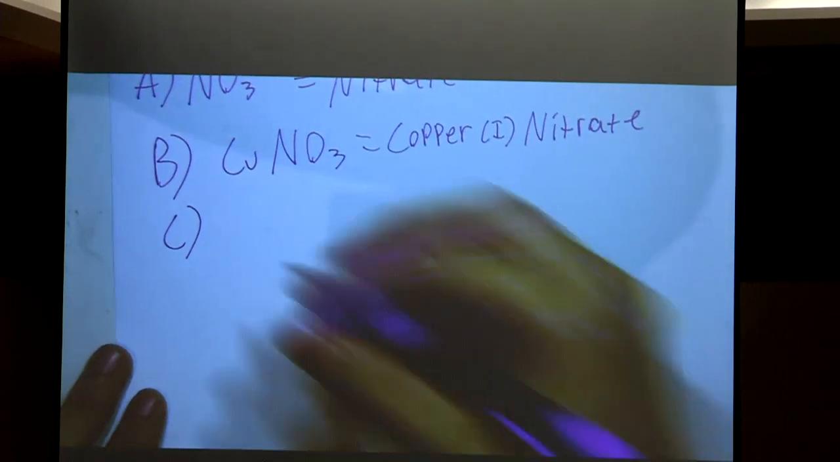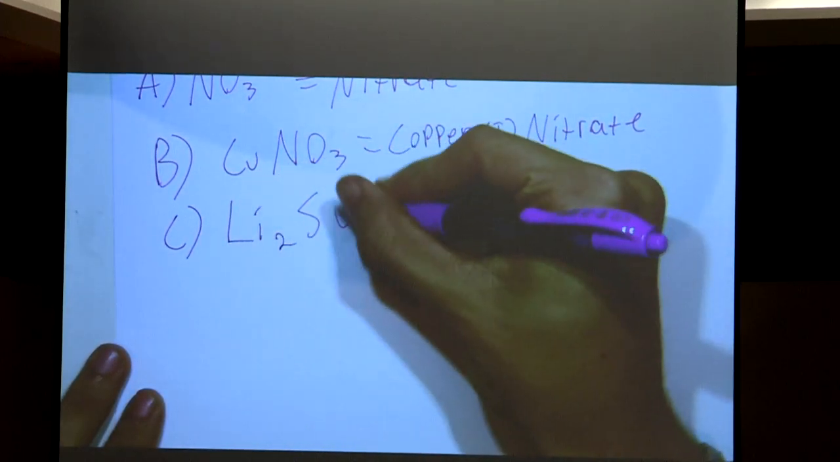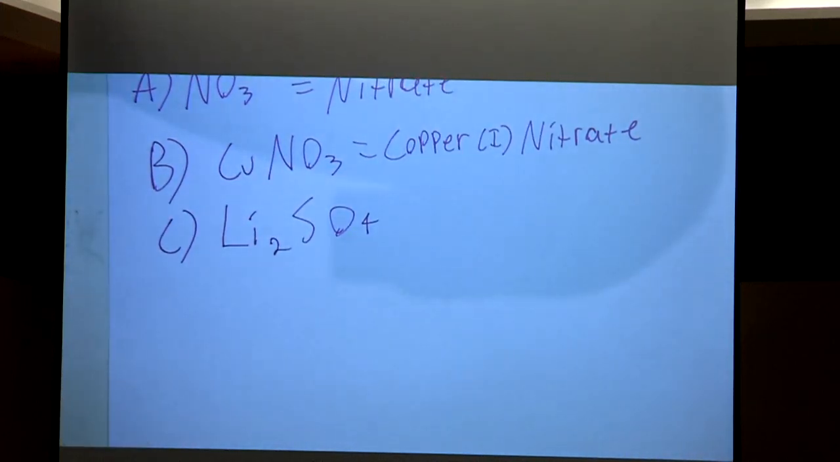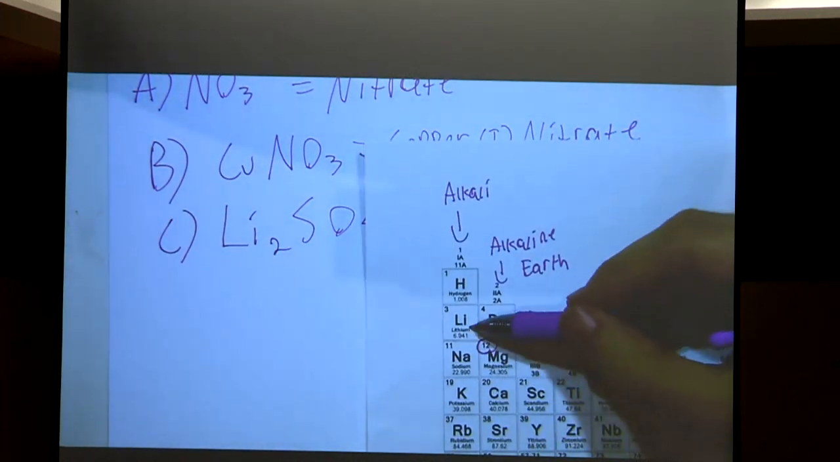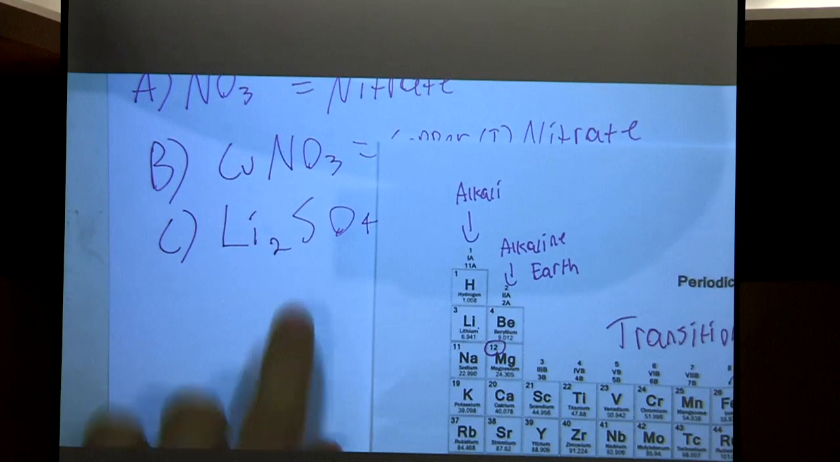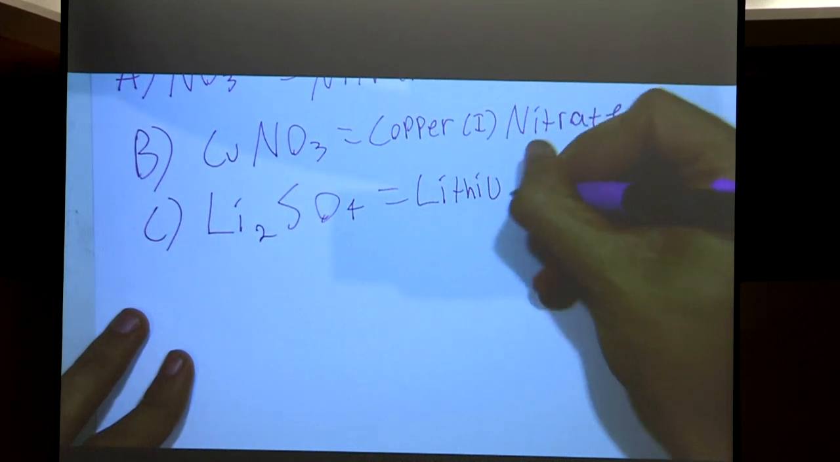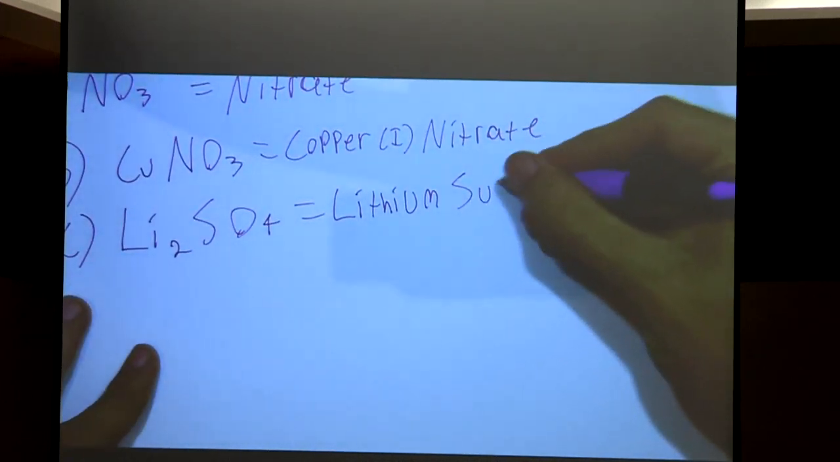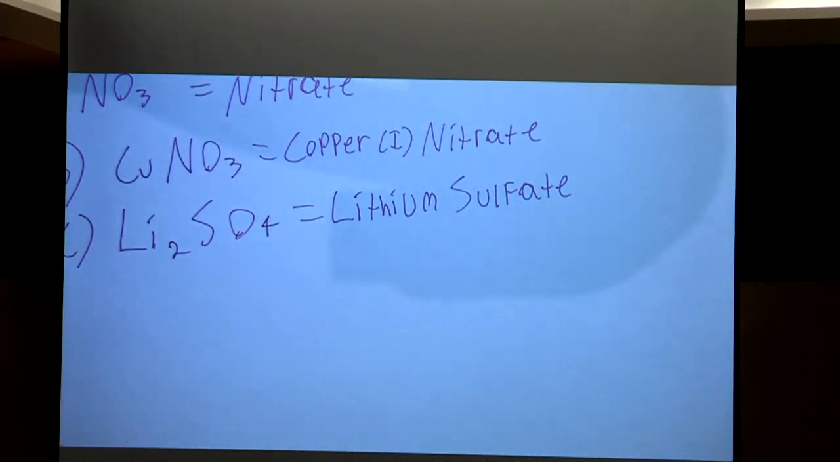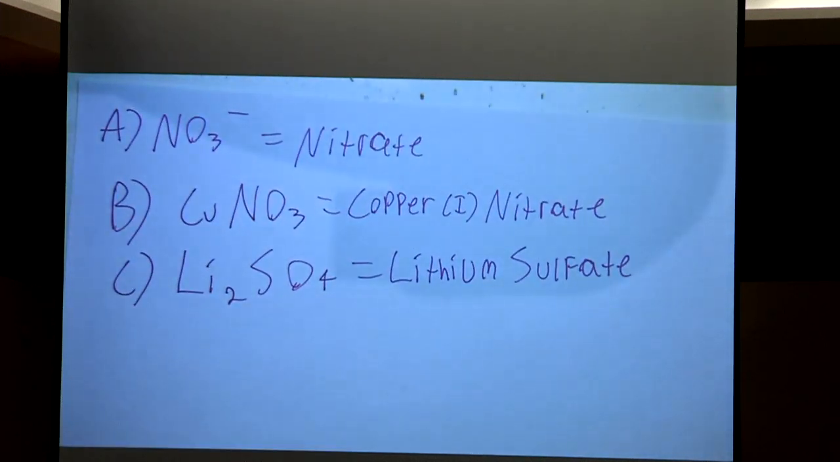C, Li2SO4. All right, so if you look at your periodic table, lithium's right here, which means it's not a transition metal. So this is just an ionic compound. So lithium sulfate, because SO4 is sulfate. Remember, SO4 has a charge of 2-. Okay.